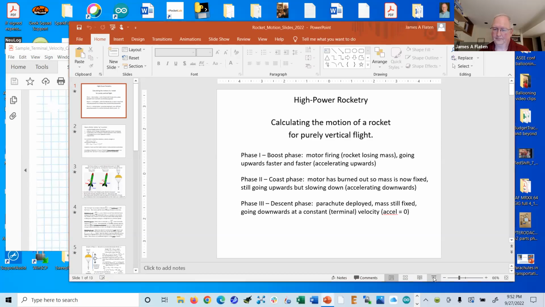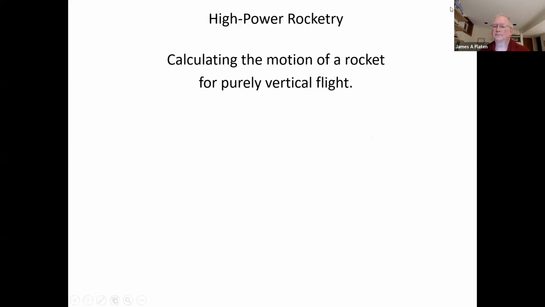Let's take a look at calculating how a rocket moves. First, let me share my slides. So I'm interested in calculating the motion of a rocket. And for simplicity, let's just talk about purely vertical flight. We won't worry about sideways winds or the fact that the rocket might drift.